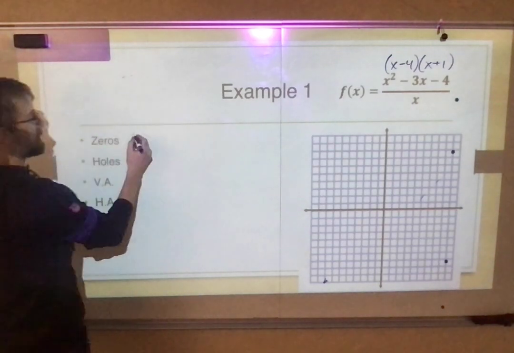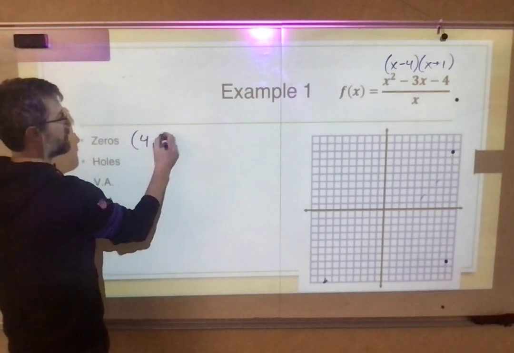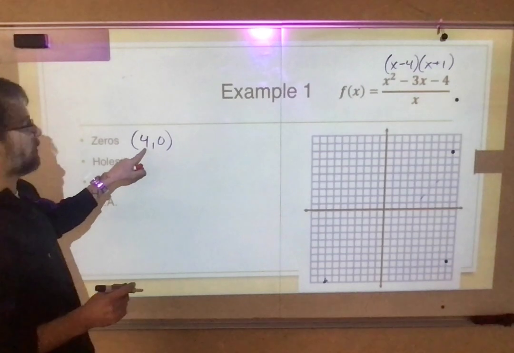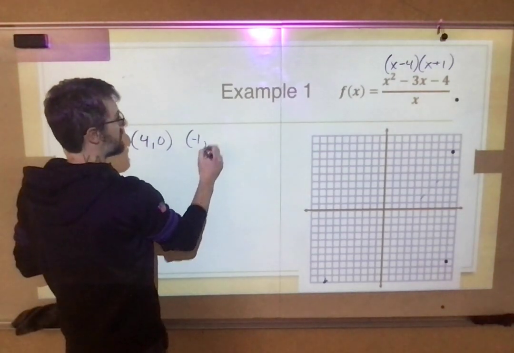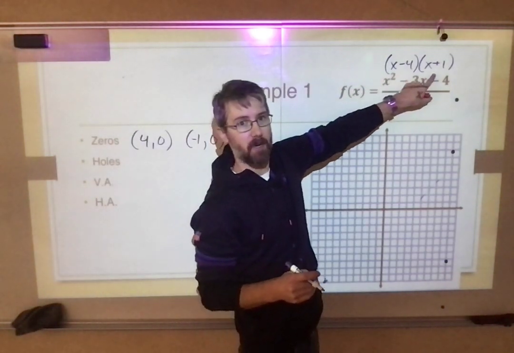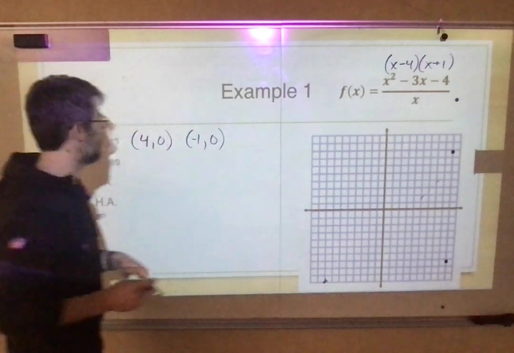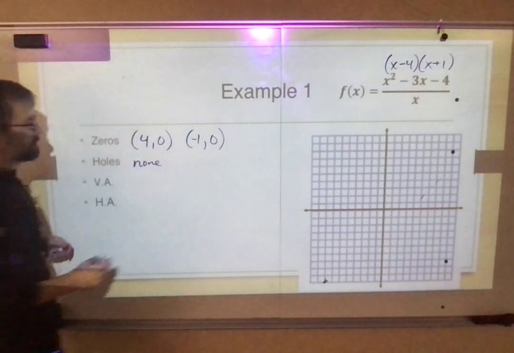Zeros. Whatever makes the top equal to 0 makes a 0 on the graph. So that is going to be (4, 0), right? Our x-coordinate's 4, our y-coordinate's 0. And then for the x plus 1, it's -1. So the 4 came from this one, the -1 came from this one. Holes in the graph: nothing canceled out, so there are no holes.